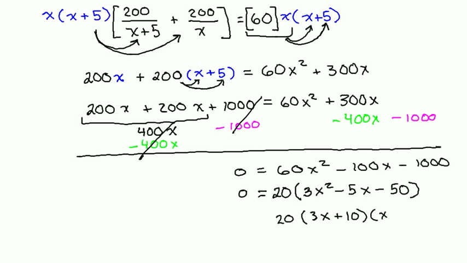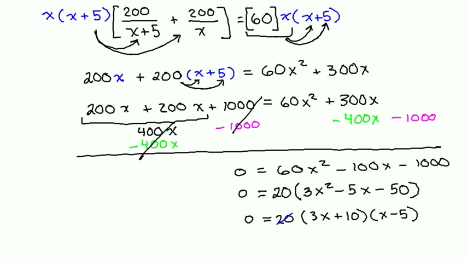times x minus 5. Just as a quick check, my first term would be 3x times x, which is 3x squared. My outer term would be 3x times minus 5, which is negative 15x. My inner term would be plus 10x, which when I combine those two would give me negative 5x. And my last term, positive 10 times negative 5, gives me negative 50. You may find that you need a few more steps in order to factor this trinomial, but whatever factoring method that you are using should be fine as long as you can factor it.